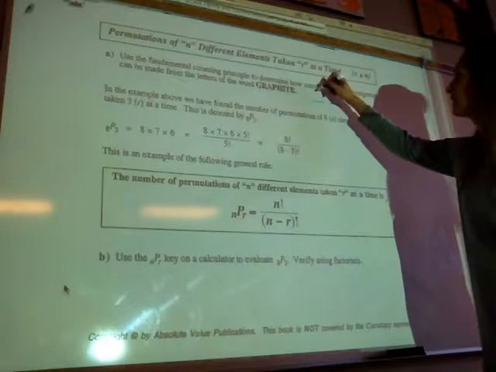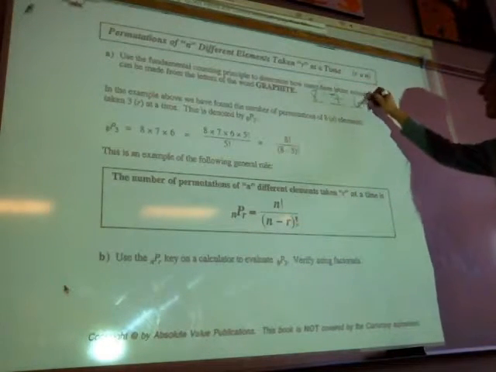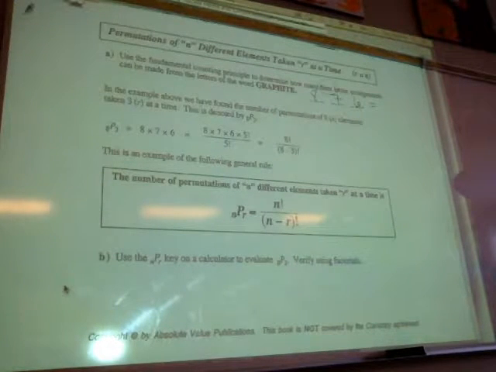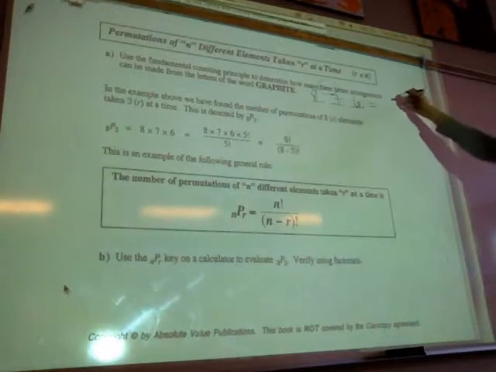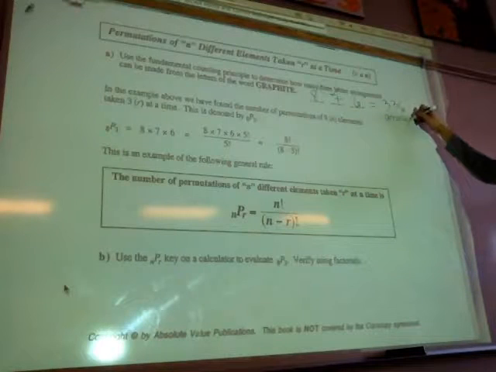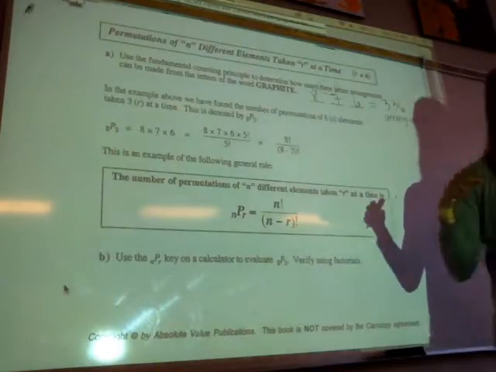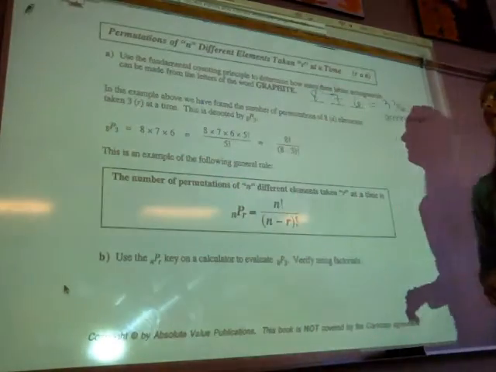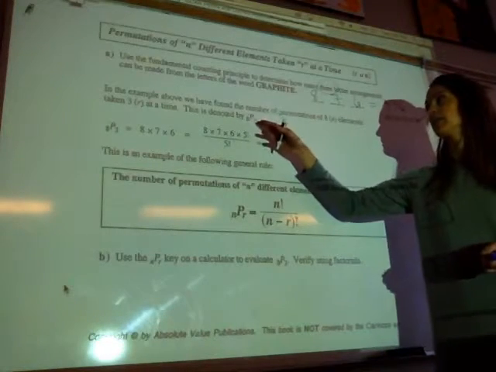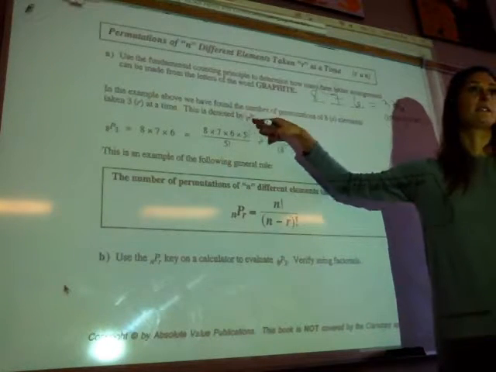So for the first letter, I have 8 options. Then I have 7, then I have 6. So if we multiply that through, we get 336 possible arrangements. In this example above, we found the number of permutations of 8, which is n elements, taken 3, which is r, at a time. This is denoted 8P3. So we have 8 elements and we're taking 3 at a time. P stands for permutation, okay?